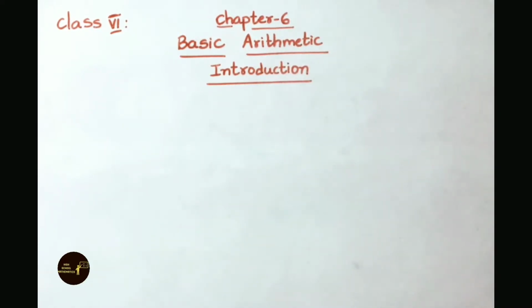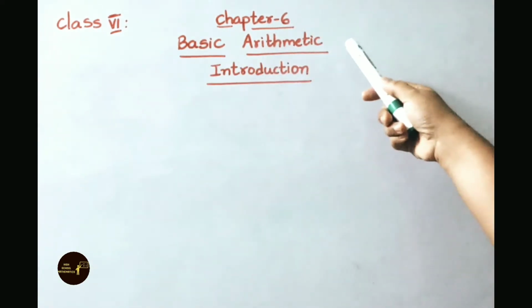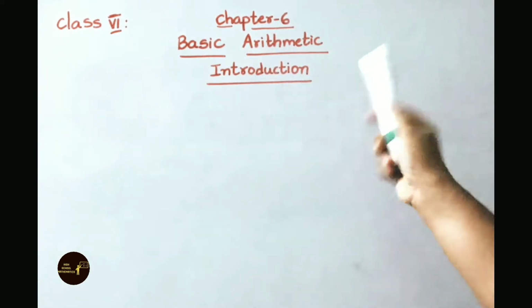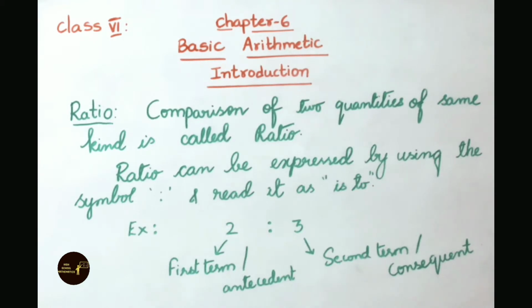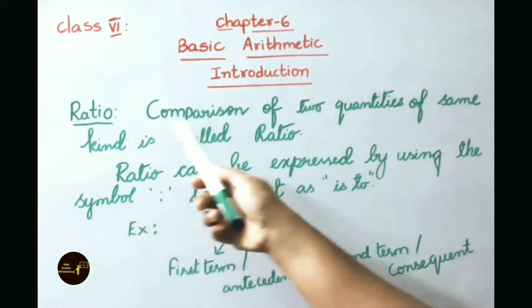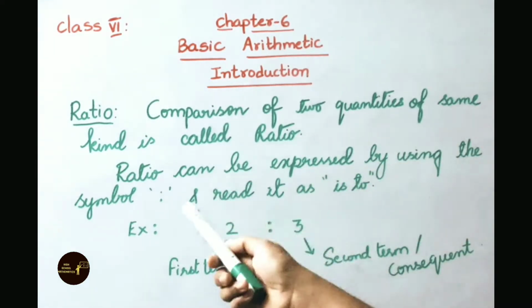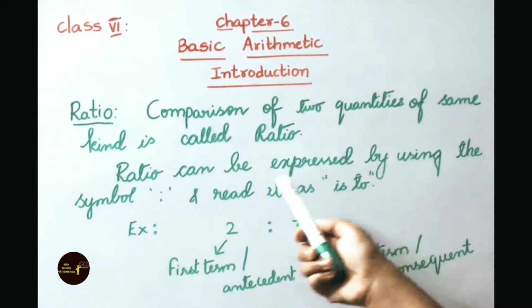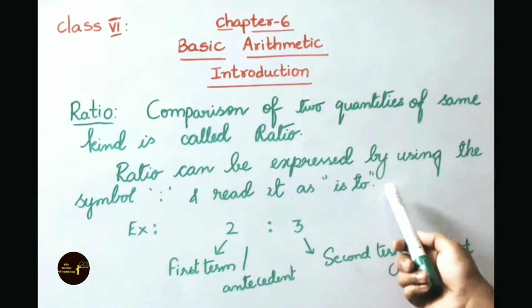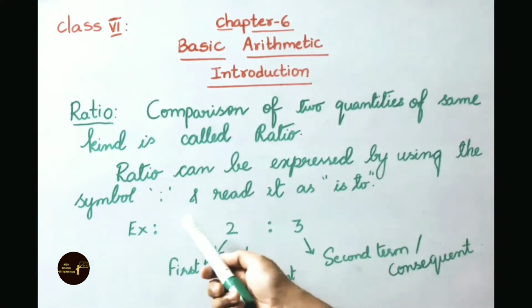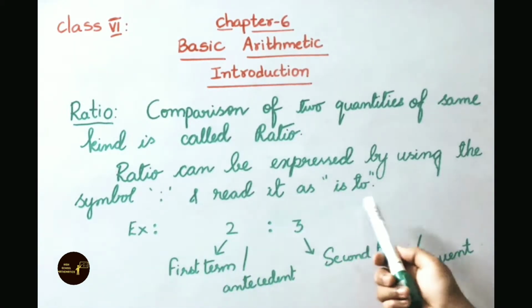Today we are going to learn Class 6, Chapter 6, Basic Arithmetic Introduction. See now the definition of ratio. Comparison of two quantities of the same kind is called a ratio. A ratio can be expressed by using the symbol colon and read as "is to".